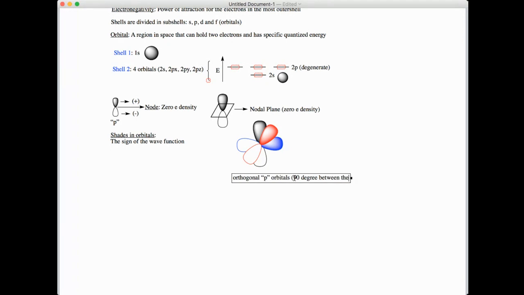Correct. Where would the 2s be? Smack dab in the middle? The 2s is a subshell. It's in a different one. Below these three, you have the sphere. What do you mean below it? Below in energy.